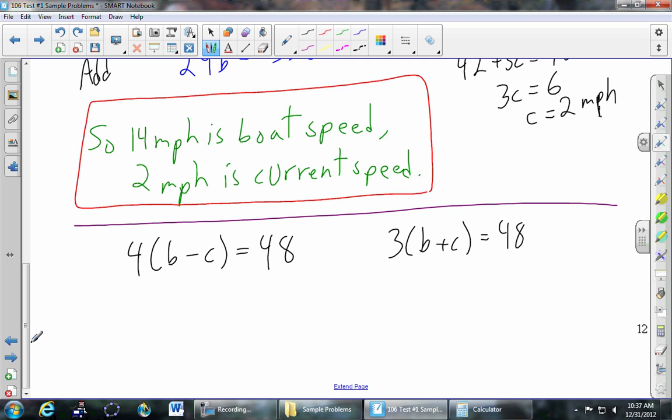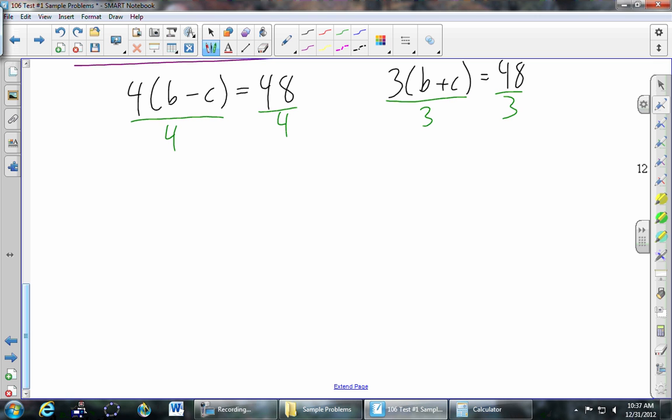And the trick that we saw was that we could divide everything here by 3, everything here by 4. So what happens when we do that? Well, I'll be really clear here. We're dividing both sides by 4, dividing both sides by 3. And let's see what we get left over. So if we divide by 4, that cancels, and this goes in evenly 12 times. This cancels, this goes in evenly 16 times. And so we get the much nicer equations, b minus c equals 12, and b plus c equals 16.